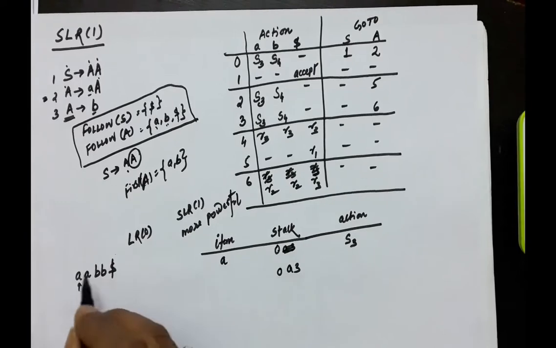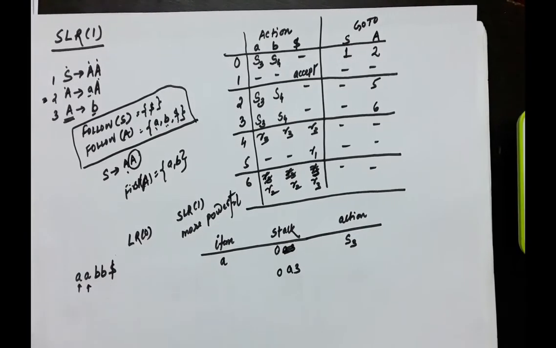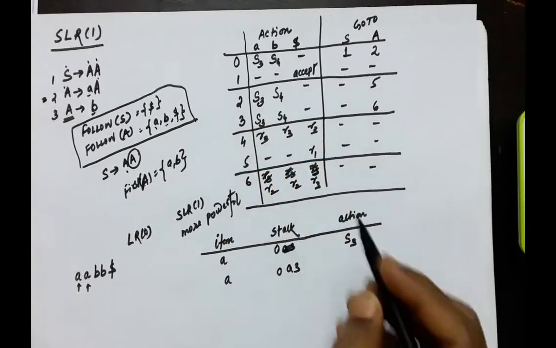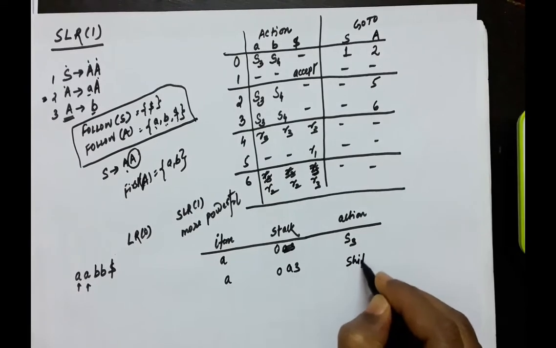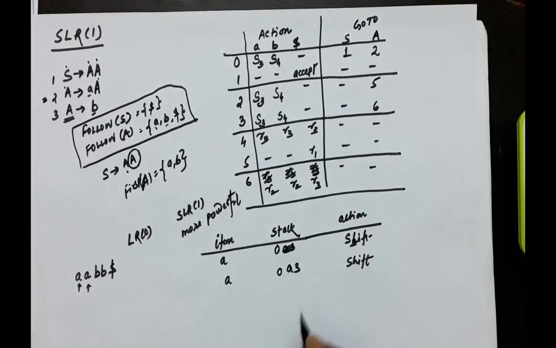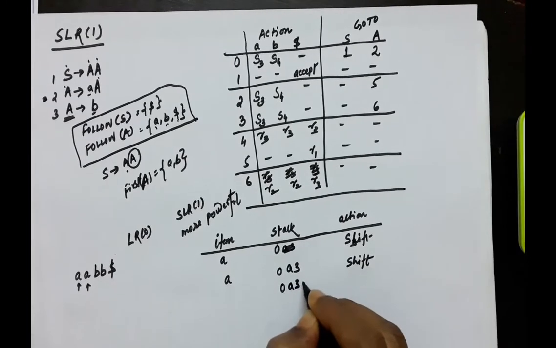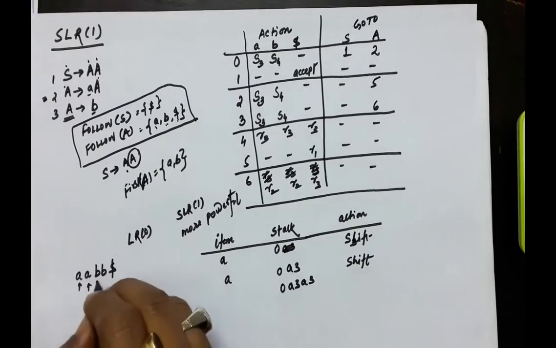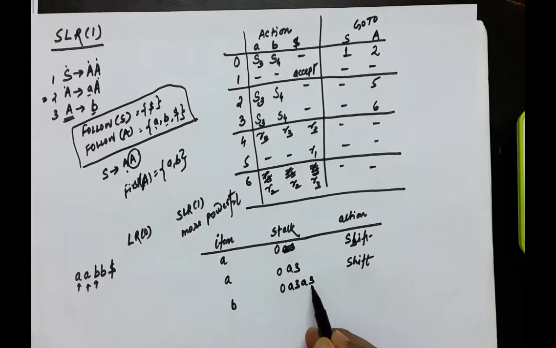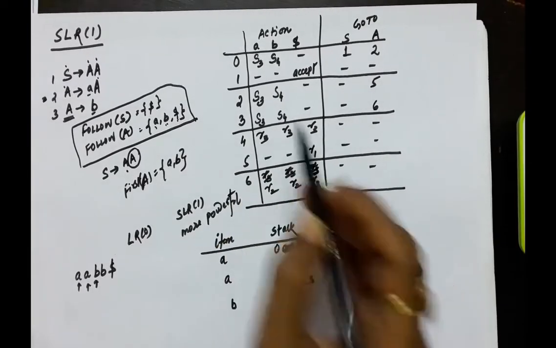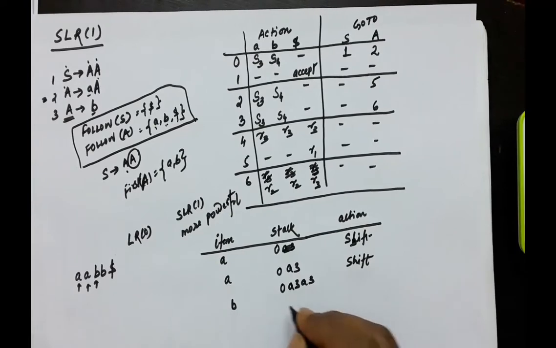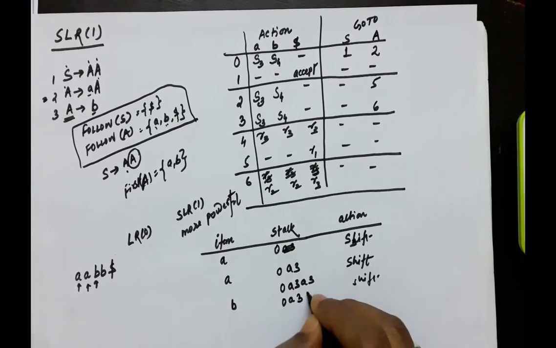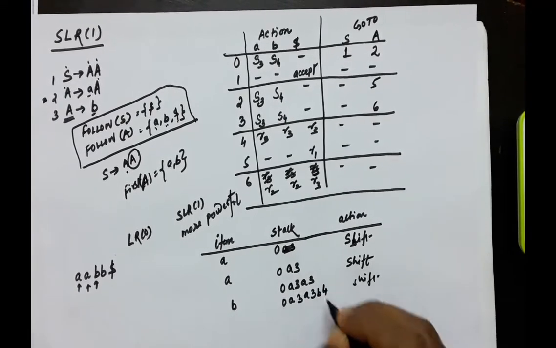Now the next time we see this small a symbol, we will be seeing 3 on a. 3 on a is S3, which means we have to shift. So we shift this a, and the state is 3. Now this is b. On 3 with b is S4. So we have to push the symbol b on the stack: 0a, 3a, 3b, and then 4.